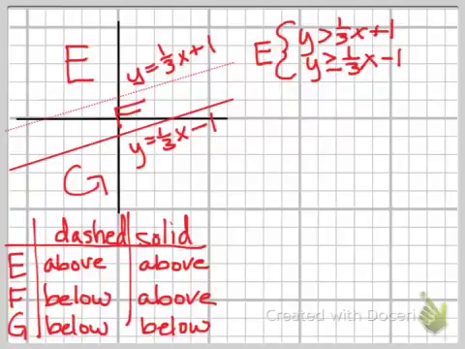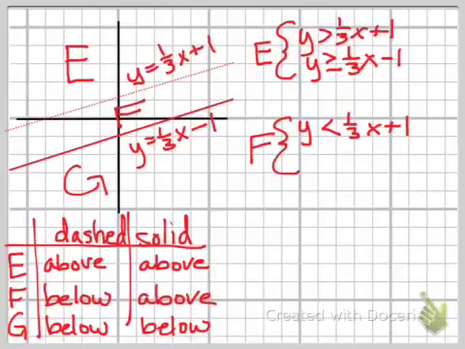And again, we're getting the greater than symbol because of the dashed line, the greater than or equal symbol because of the solid line. Okay, letter F, when we look at the dashed line, it's less than, not less than or equal to, it's less than 1/3 x plus 1. When we look at the solid line, it is greater than or equal to. y is greater than or equal to 1/3 x minus 1.